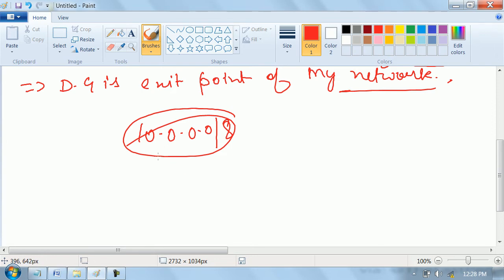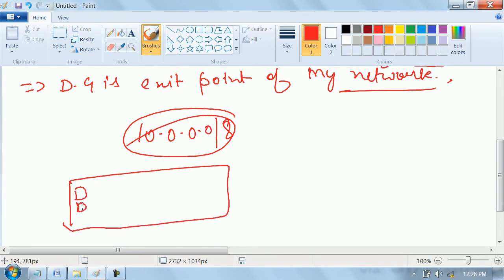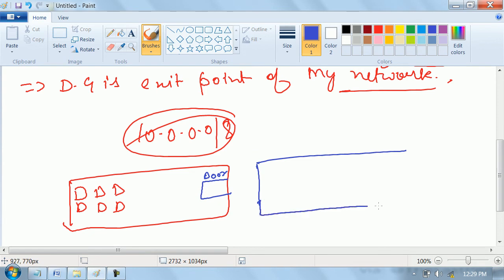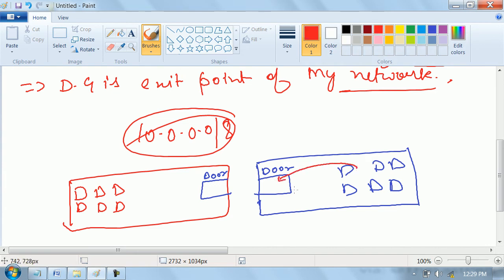Just try to understand now. If I say this is a room, six people are in this room. This is a door. This is another room. This is also a door. Some people are sitting here also. When they want to leave their network, their default gateway will be this door. Agree? When these want to leave this network, their default gateway will be door number 1, and for the others their default gateway will be door number 2. Agree?